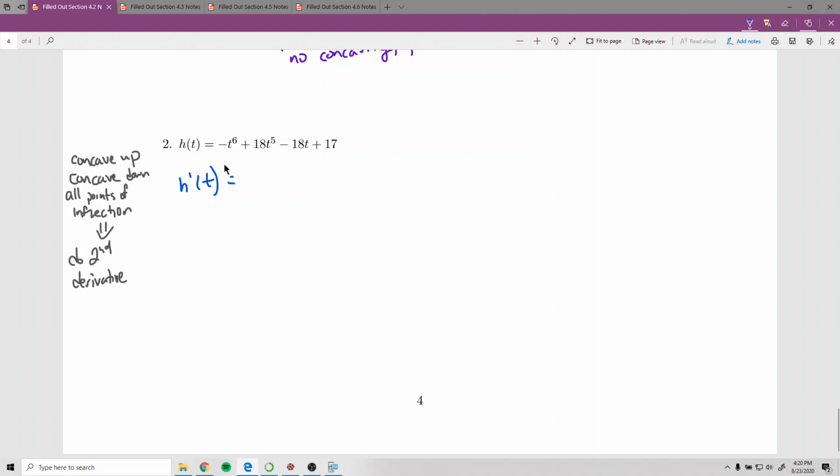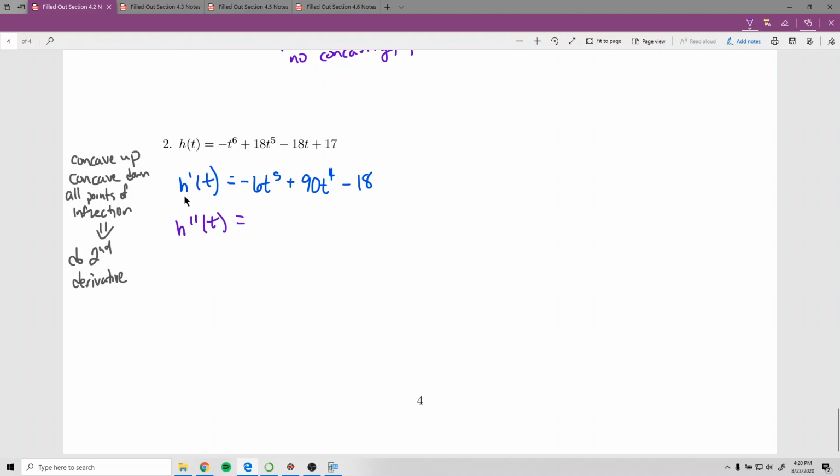Right, so we have to do the first derivative here, but we can see we just need to do the power rule everywhere. The derivative of negative t to the 6th is negative 6t to the 5th. The derivative of 18t to the fifth, bring the 5 down. 5 times 18 is 90. And then subtract 1 from the power. The derivative of 18t is just 18. And the derivative of 17 is 0. All right, but solving this is actually impossible by hand. You would have to use a calculator if you set it equal to 0. That's a good indication that you need to do more. But we do need to do more.